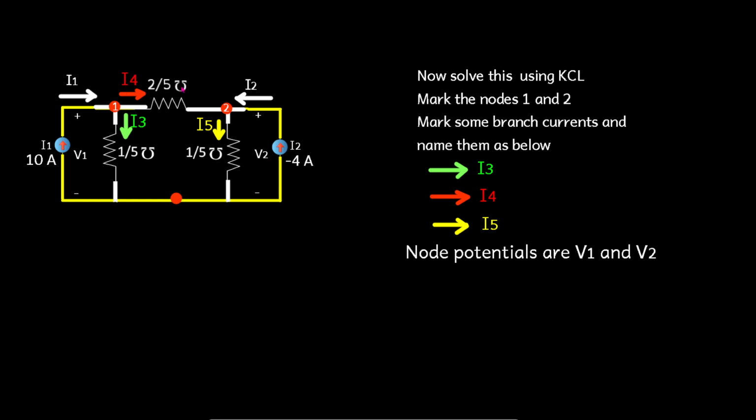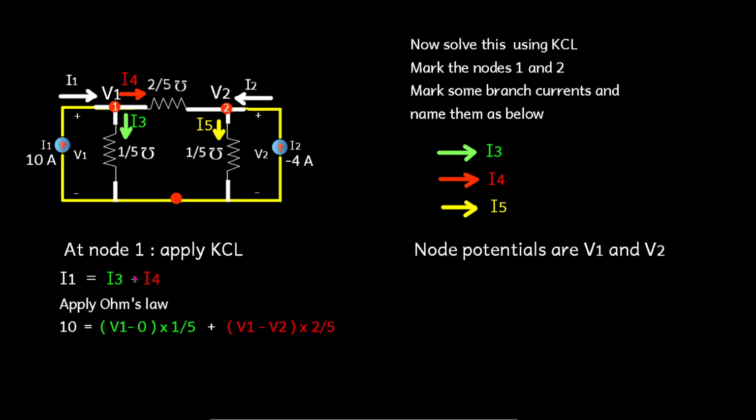Okay, I3, I4 and I5 are the currents marked by us, and the node potentials at 1 and 2 can be taken as V1 and V2. So now we are going to apply KCL at node 1. What are the incoming currents? I1 is the incoming current, and what are the outgoing or leaving currents? I3 and I4. For this we are going to apply Ohm's law now.